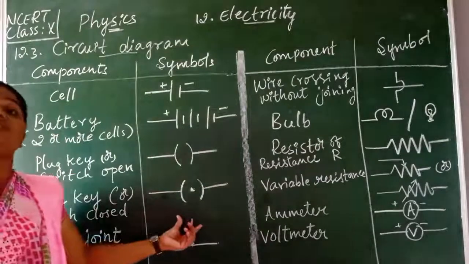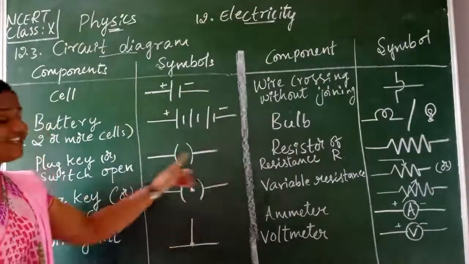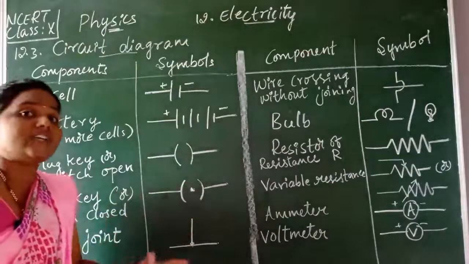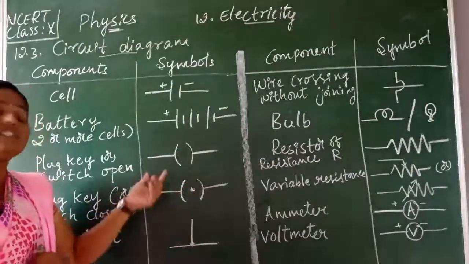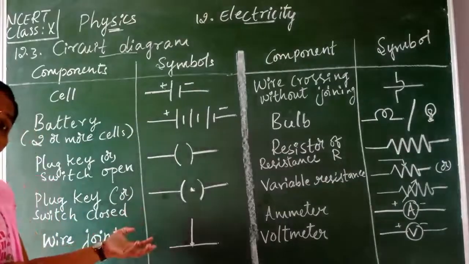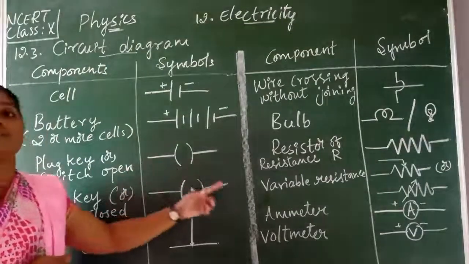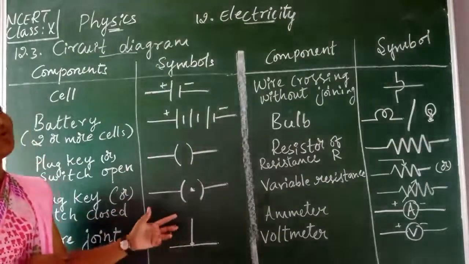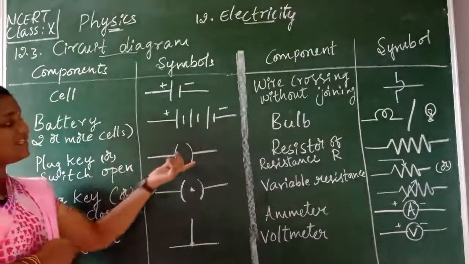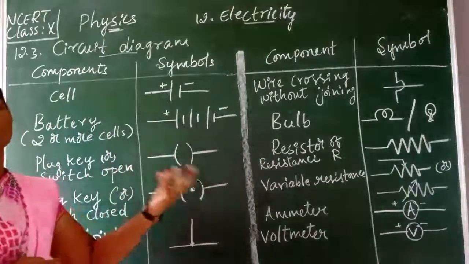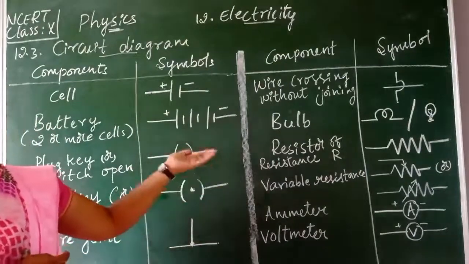Switch is closed, children, means current will flow because the circuit is closed and there is a continuous path. Understanding, children, the difference between a switch open and a switch closed. In case of a switch closed, what happens? There forms a continuous and closed path, so current will flow, whereas in case of a switch open, it is broken, so ultimately it is not a continuous one, so the current won't flow.